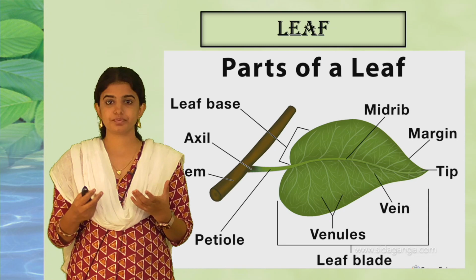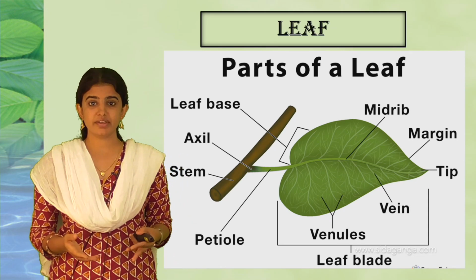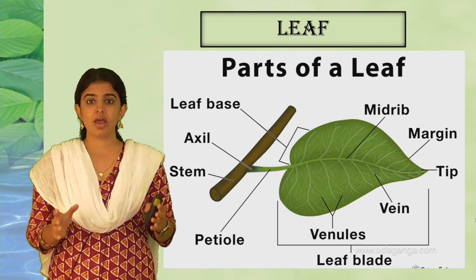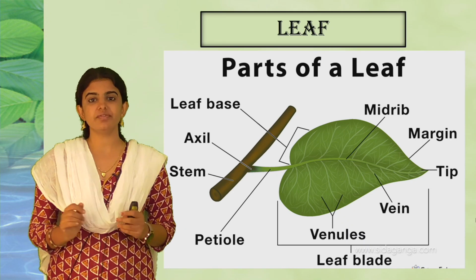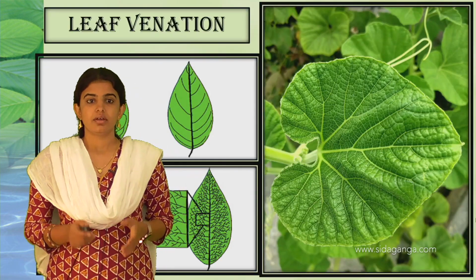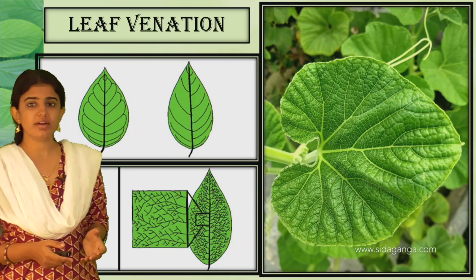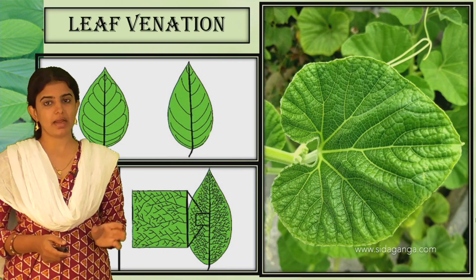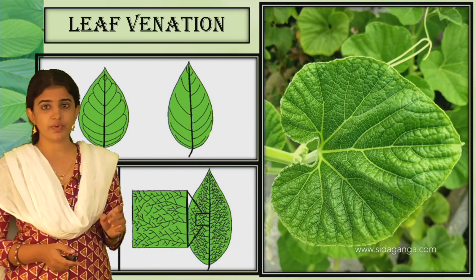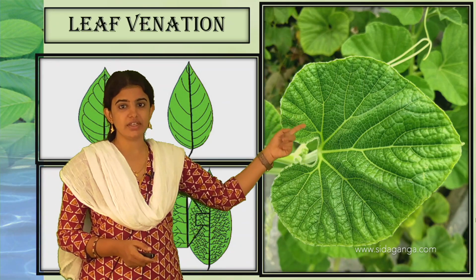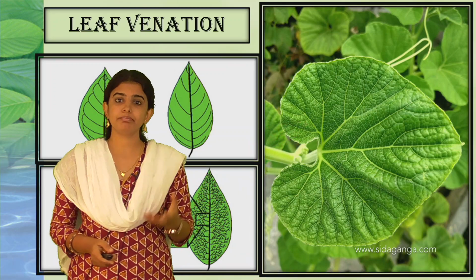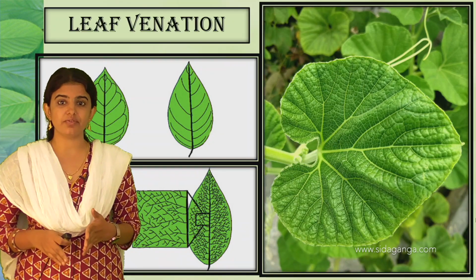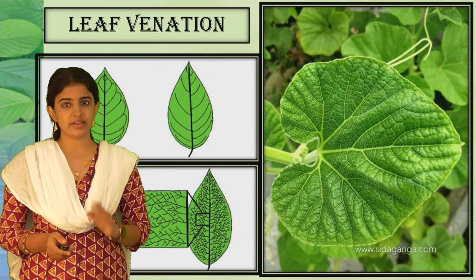As I told you, in a leaf a variety of veins arise and are attached to the midrib, and the arrangement of these veins in a particular leaf is called venation. There are different types of venation. The first one is reticulate venation and the other is parallel venation. Reticulate venation forms a network in the leaf, and in parallel venation the veins run parallel to each other.